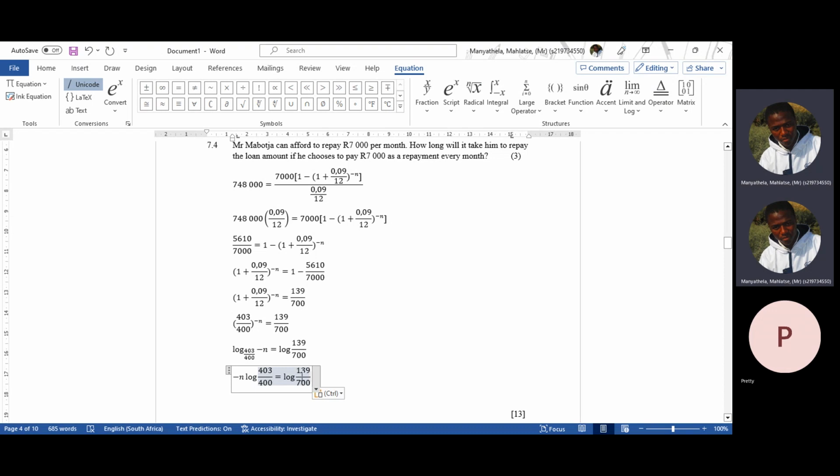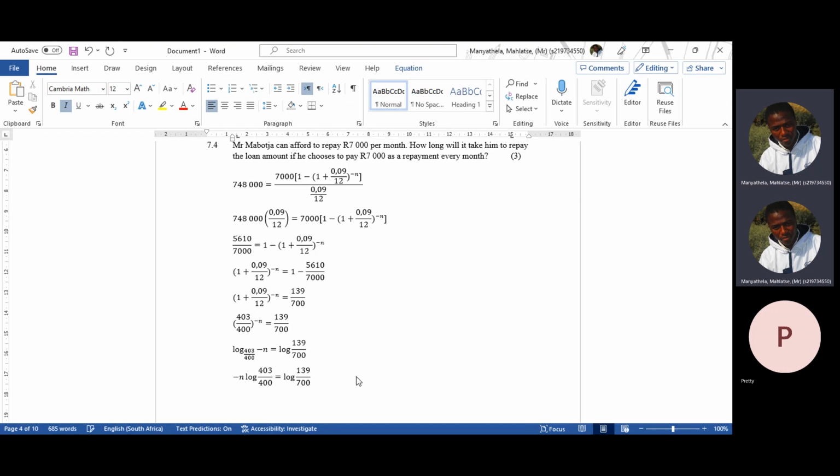So next step, we're going to divide both sides by log 403 over 400. So we're going to say negative n log 403 over 400 divided by log 403 over 400 is equal to log 139 over 700 divided by log 403 over 400.